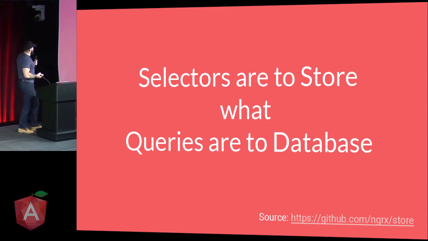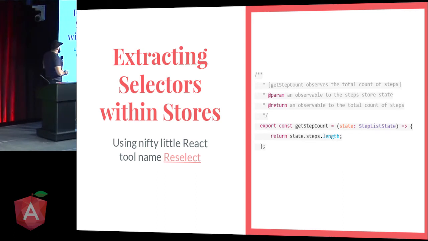if you look at the store as a database, your reducers are your tables, and your selectors are your queries. Hence why I say selectors are to store what queries are to database. Because we use Redux, I mean, ngrx is Redux inspired, and actually is an implementation of the same Redux concepts. We can actually use other React tools, such as reselect, which is going to be very handy when it comes down to creating state slicing and state composition.